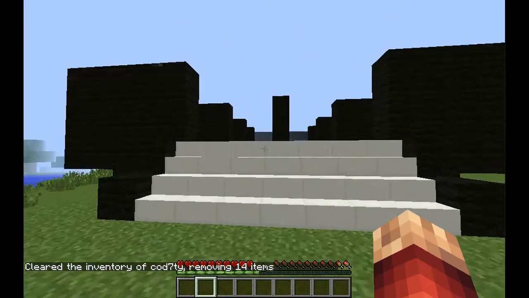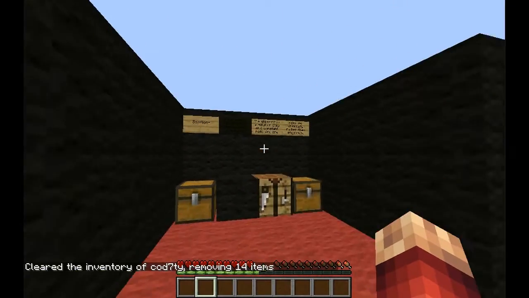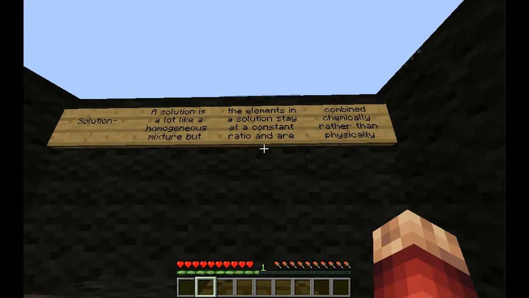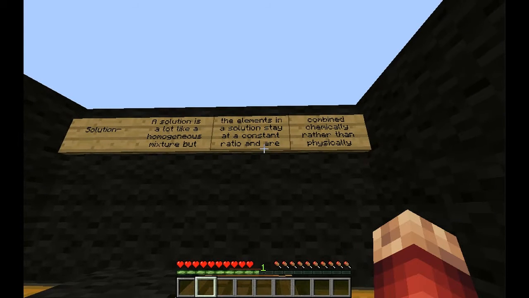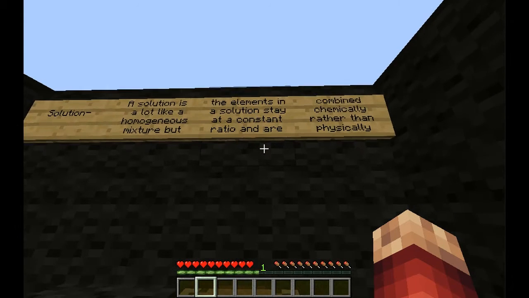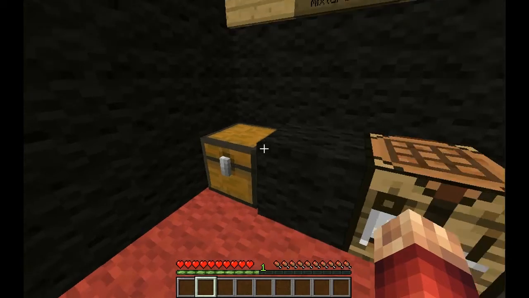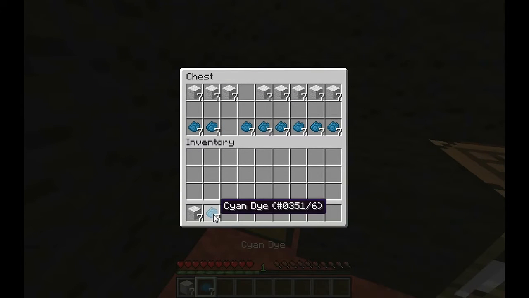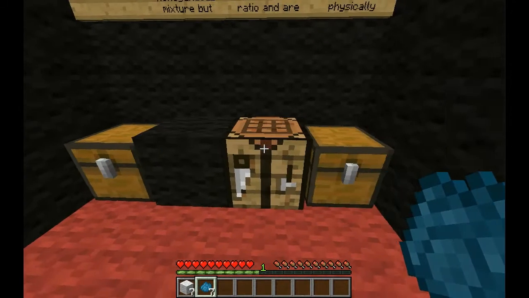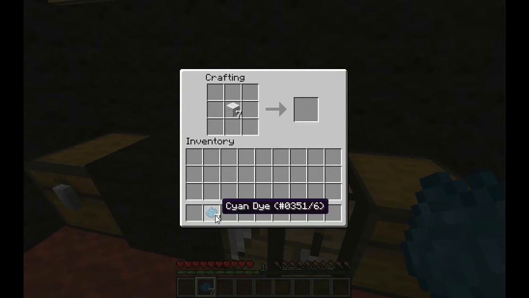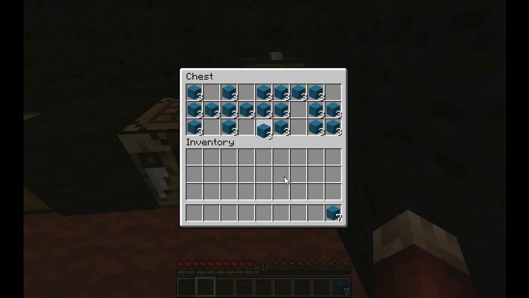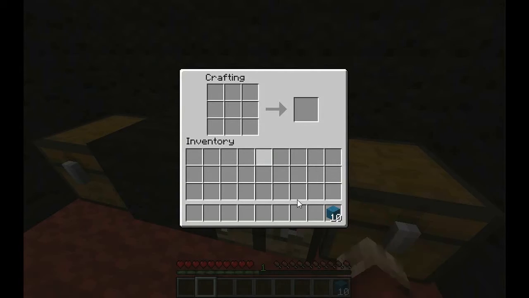Okay, now we're going to take a look at some solutions. And a solution is a lot like a homogeneous mixture, but the elements in the solution stay at a constant ratio and are combined chemically rather than physically. An example I have for this is if you take this dye and combine it with this wool, it creates a new dye. And unlike a mixture, with a solution, once you make a change, you can't go back.